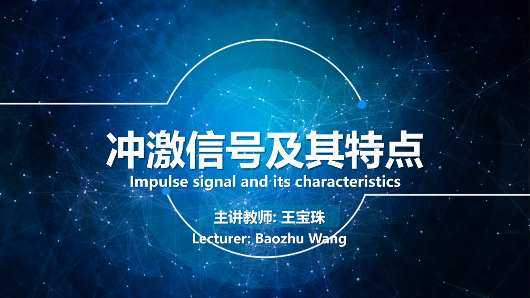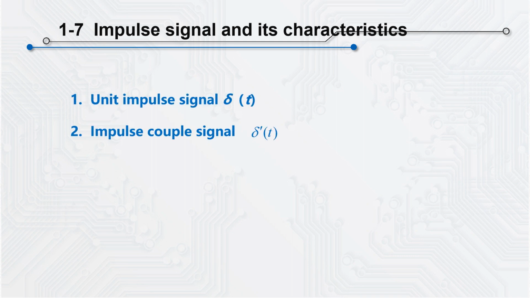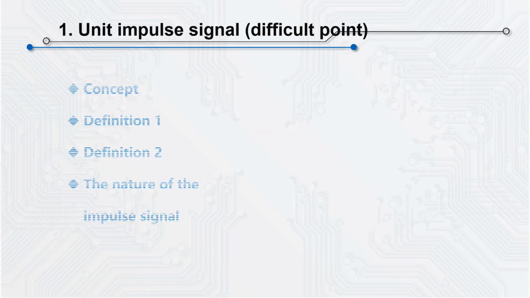Hello everyone. In this lesson, we will continue to study the basic knowledge module. Today, we will learn impulse signals, discuss the definition and properties of impulse couple and unit impulse signal. First, let's discuss unit impulse signals. The content includes the concept, two definitions of the unit impulse signal, and the nature of the impulse signal.